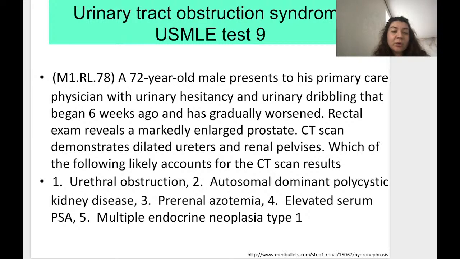First, ureteral obstruction. Second, autosomal dominant polycystic kidney disease. Third, pre-renal azotemia. Fourth, elevated serum prostate specific antigen or PSA. And fifth, multiple endocrine neoplasia type 1.